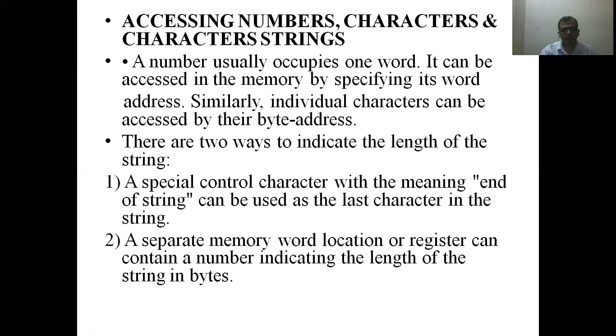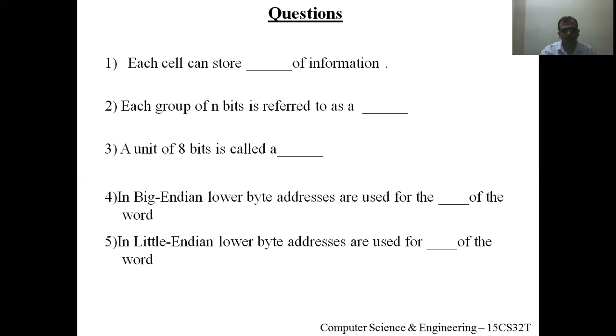There are two ways to indicate the length of a string. A special control character with the meaning end of the string can be used as the last character in the string. Okay. A separate memory word location or register can contain a number indicating the length of the string in bytes. So a group of words or a group of characters is referred to as a string.